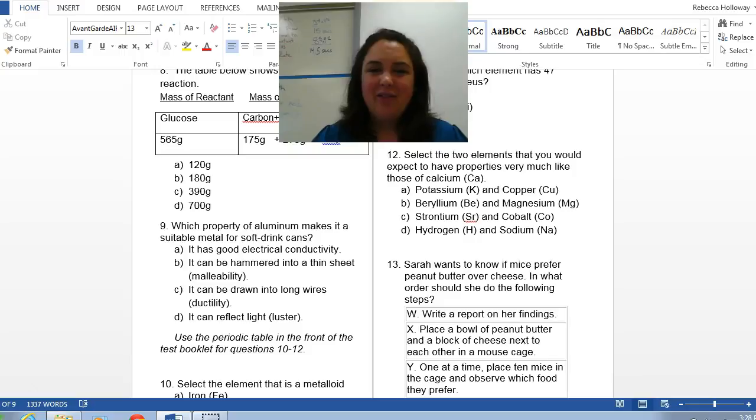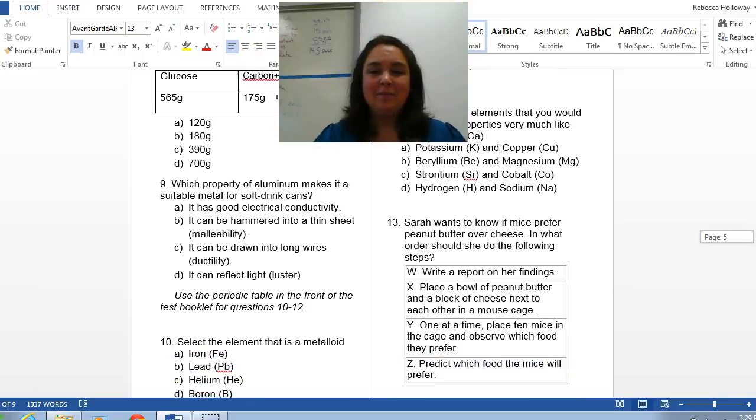Number 12. Select the two elements that you could expect to have properties very much like those of calcium, Ca. A, potassium, K, and copper, Cu. B, beryllium, Be, and magnesium, Mg. C, strontium, Sr, and cobalt, Co. And D, hydrogen, H, and sodium, Na. Select the two elements that you would expect to have properties much like those of calcium, Ca.